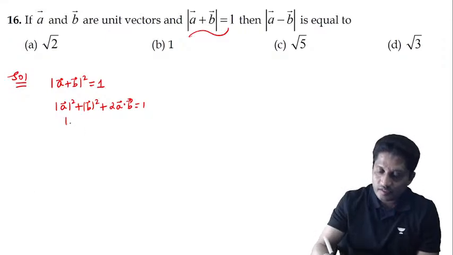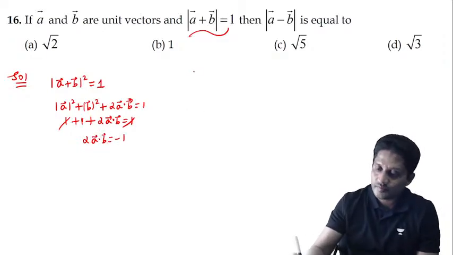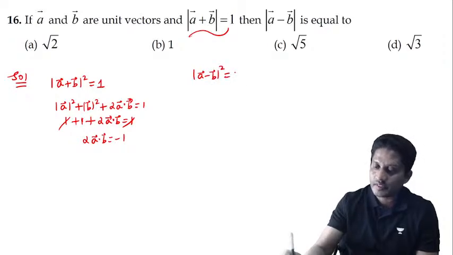So this is 1, this is 1 plus 2 times A dot B is equal to 1. This will cancel. 2 times A dot B is equal to minus 1. Now I am supposed to find what is modulus of A minus B. Mod of A minus B the whole square is mod A square plus mod B square minus 2 times A dot B.